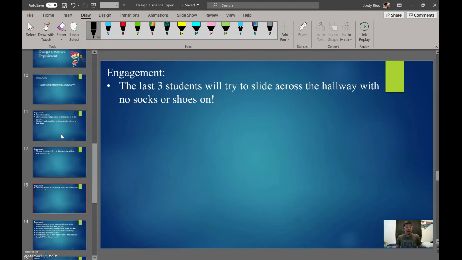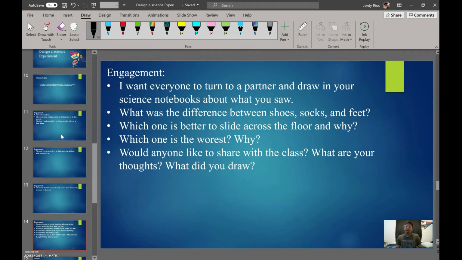Okay, so after that activity, I want everybody to come back to the classroom. And I want everyone to partner up with somebody at your table. I want you to talk and discuss with your partner using academic language what we've been learning in science last week. What did you see in the students that were sliding with shoes, with only socks on, and with no shoes, no socks? What did you see? Once you have discussed that, draw that in your notebook. That will be considered a warm-up. Draw what happened outside in the hallway.